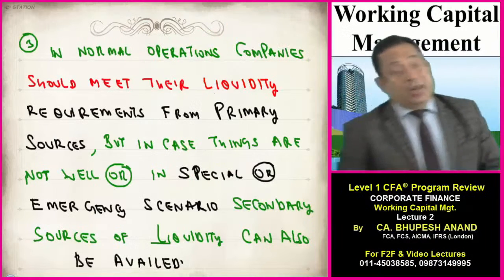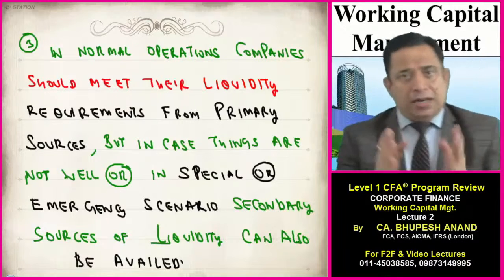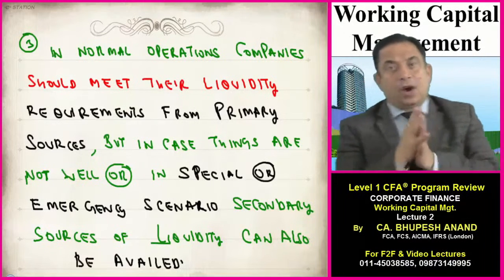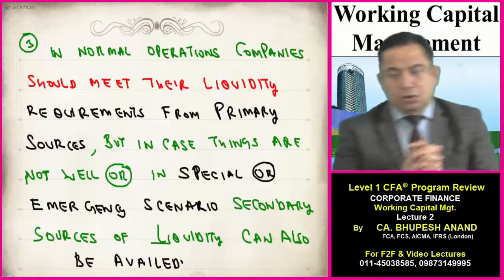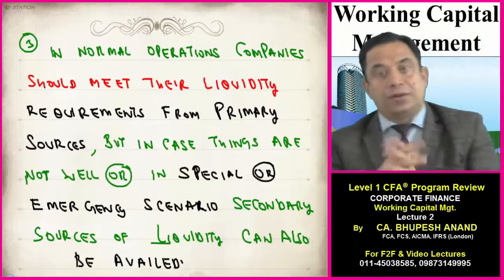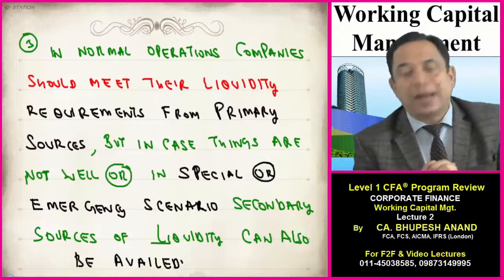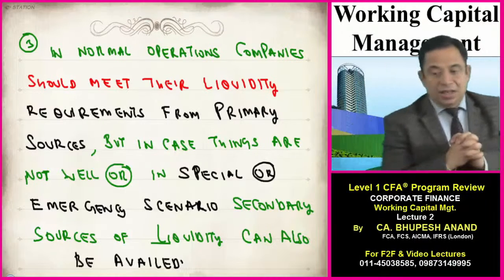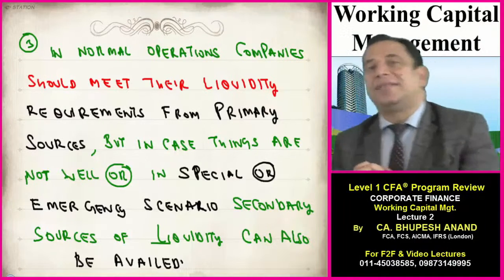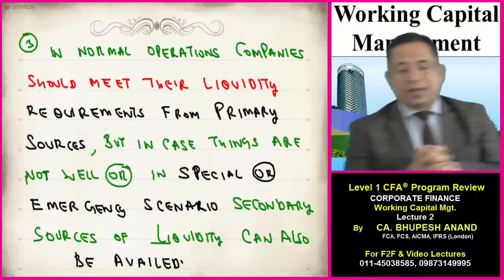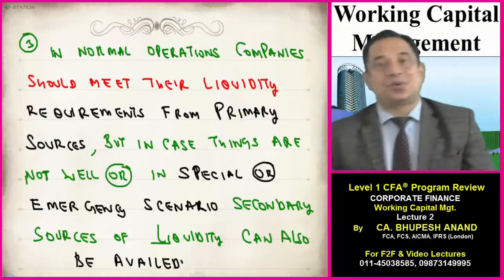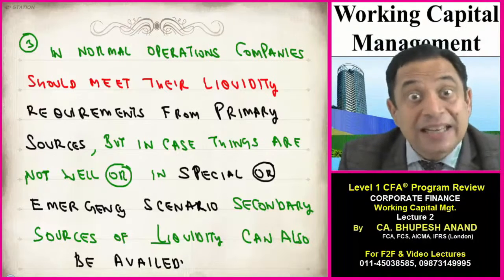Now, the third point is very, very important, a highly testable area. In normal operations, companies should meet their liquidity requirements from primary sources. But in case things are not well, or in special or emergency scenarios, my dear friend, you have to write down.